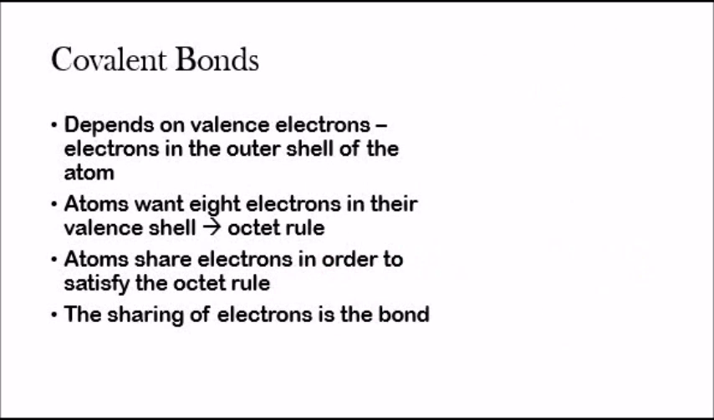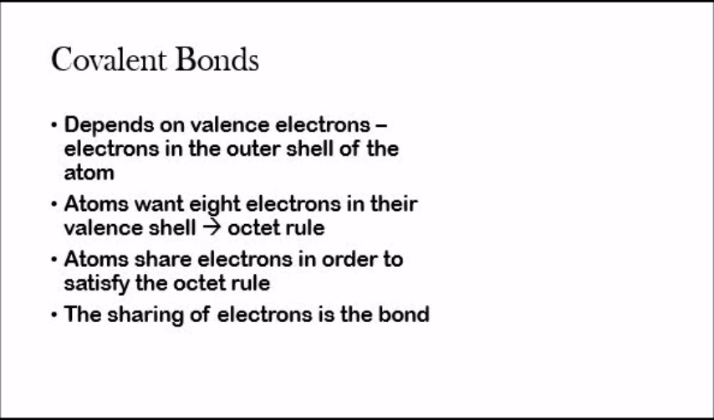Now, covalent bonding happens when there's a sharing of electrons. Covalent bonding is more prevalent in biology, and we're going to see it way more often than ionic bonding. Covalent bonding is dependent on the valence electrons, the electrons in the outer shell of an atom. Since atoms tend to want to have 8 electrons in their valence shell, which is called the octet rule, they're going to start sharing electrons in order to satisfy the octet rule, and that sharing of electrons creates covalent bonds.